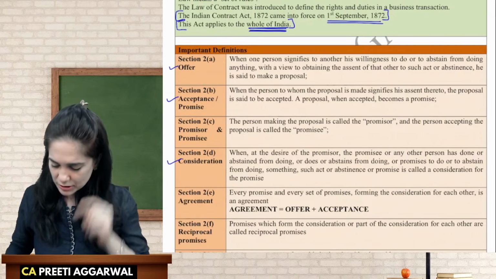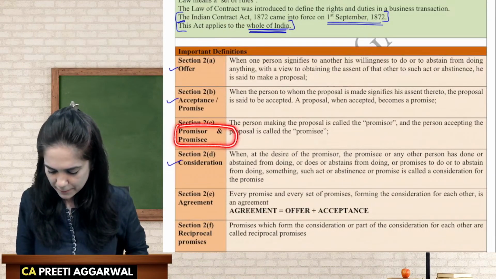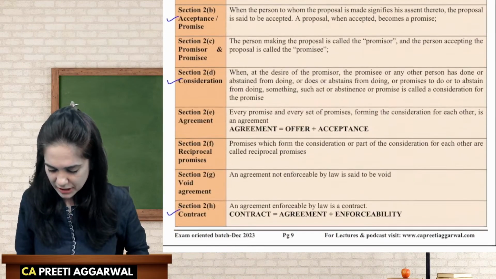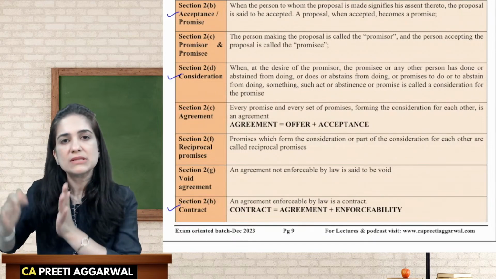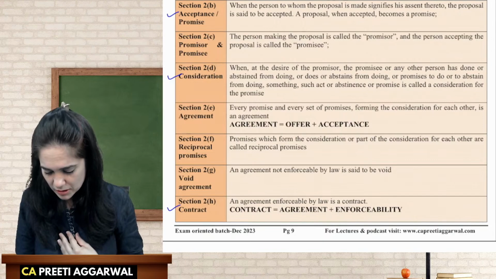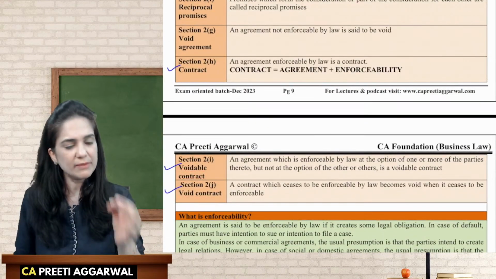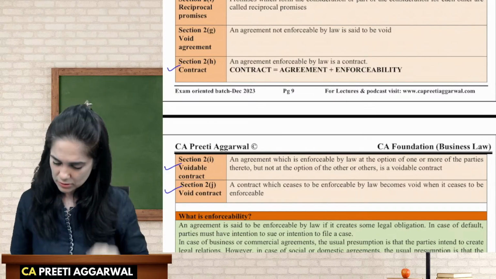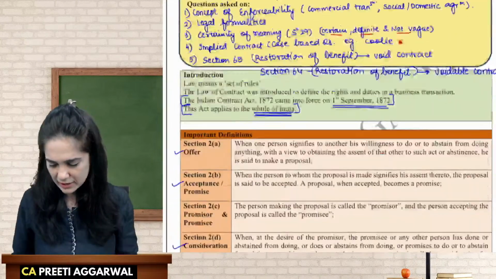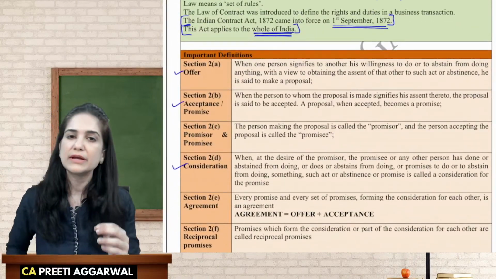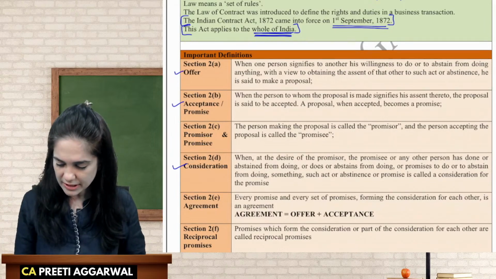In this chapter, what is important for us to know? What is a promise, a promisor, a promisee? We need to know what is an agreement and what is a contract. Later, when I discuss classification of contracts, I will make you learn void agreement, voidable contract, and void contract. But over here, in Unit 1A, what is important for us is learning the section numbers. So let us learn the section numbers.